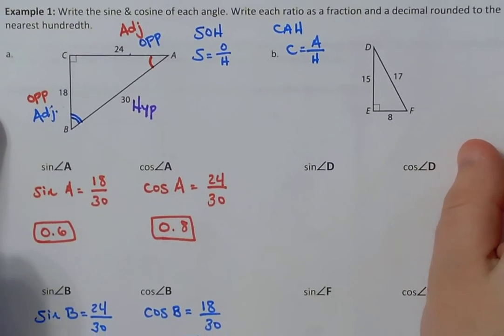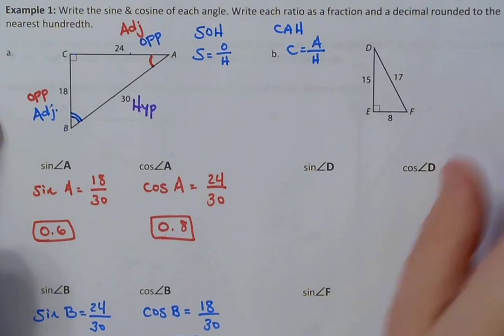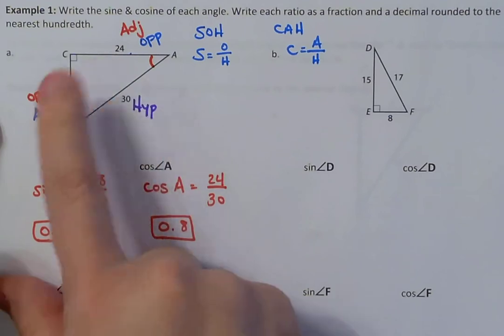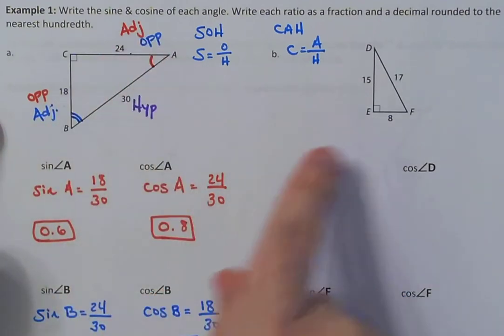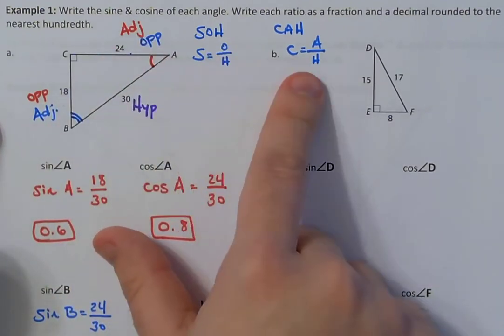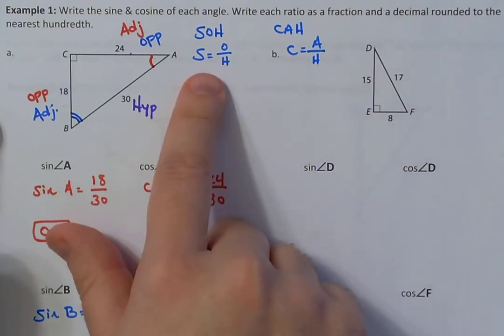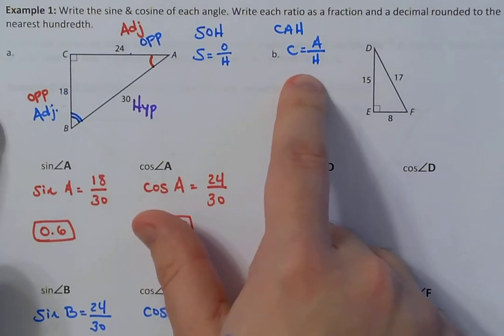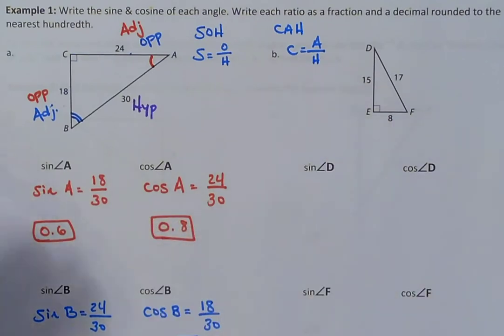So the key for these ones is to identify what your reference angle is. So this was for angle A. Figure out your hypotenuse, opposite, and adjacent. And then remember SOH CAH TOA. Sine is opposite over hypotenuse. Cosine is adjacent over hypotenuse. So that is how you figure out the sine and cosine of different angles.